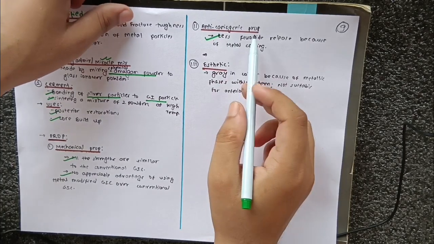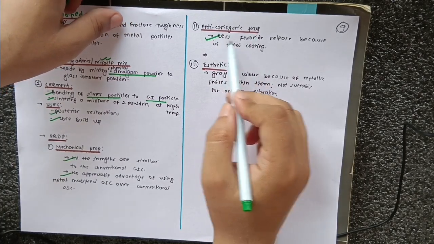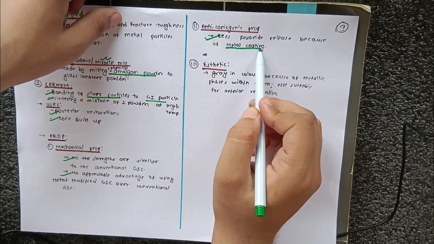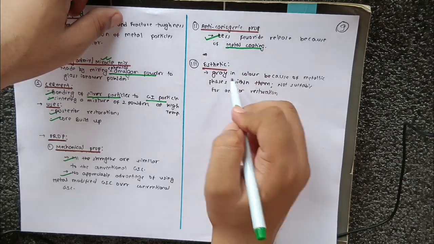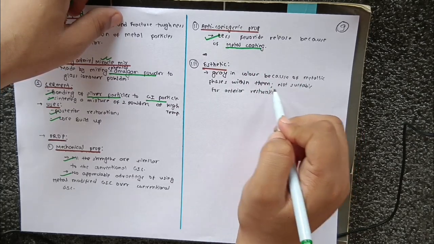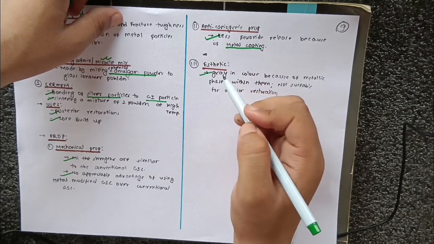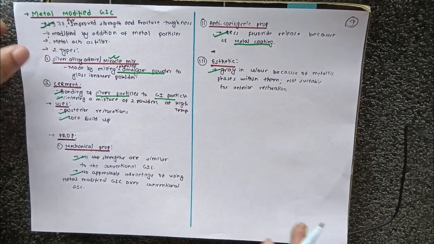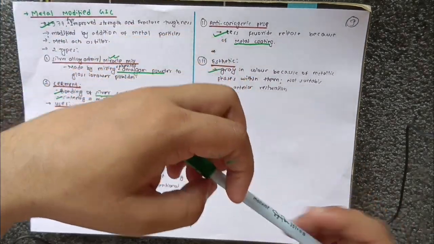In the anti-corrosion property, it releases less fluoride because of the metal coating. In aesthetics, it is gray in color because of the metallic phase within it and is not suitable for anterior restorations. So we have completed all the topics of glass ionomer cement.